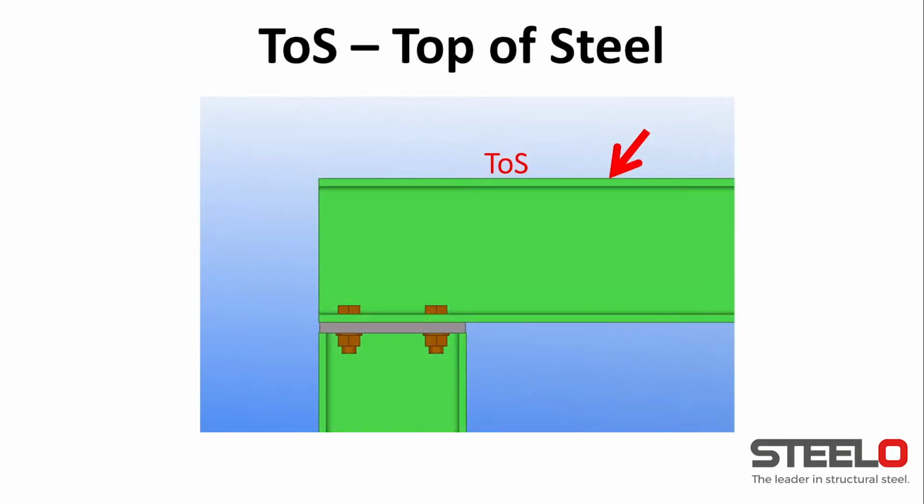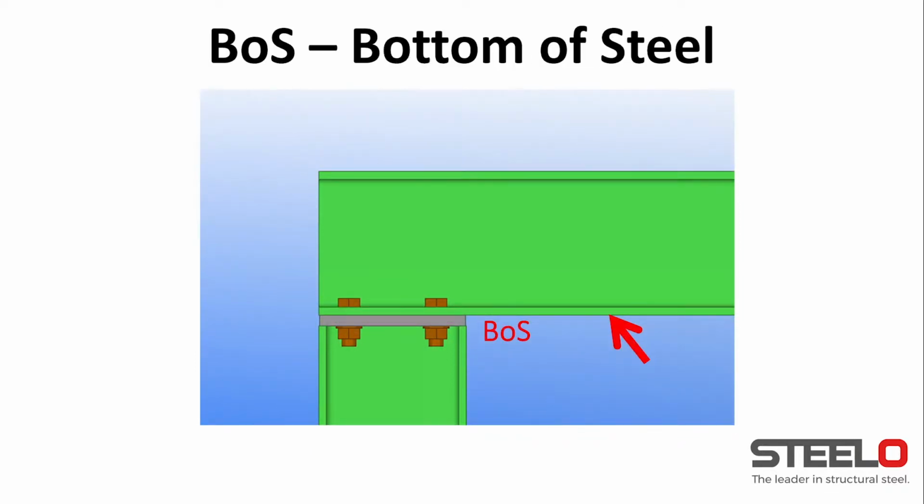TOS stands for top of steel. So if someone says that the TOS is flush or top of steel is flush, it means that all the steel work at the same level needs to have the top surfaces flush regardless of how deep the beams are. BOS stands for bottom of steel. And again, if someone says that the bottom of steels needs to be flush, then regardless of how deep the beams are, the bottom needs to be in the same surface.